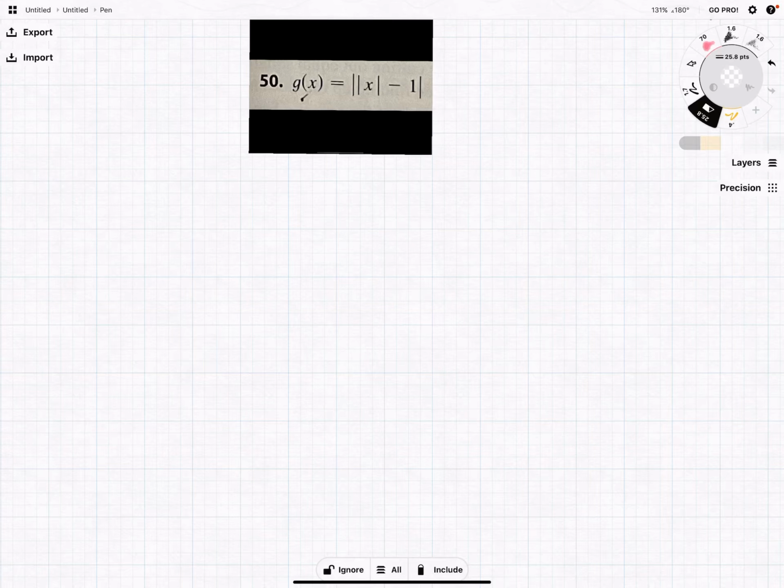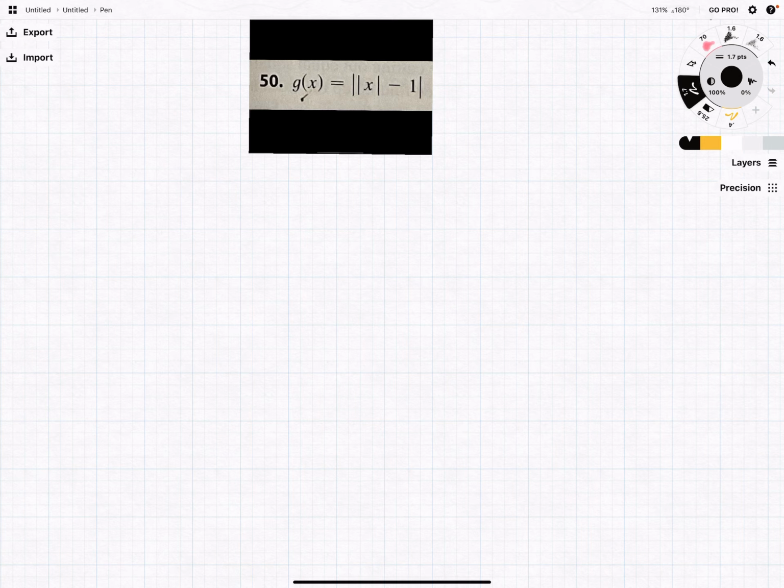This is Stewart Calculus 8th edition, Chapter 1, Section 1, problem number 50. For this problem, we're told to sketch the graph of the function, and here we're given g of x equals the absolute value of |x| minus 1, and close absolute value brackets, right? So we have this double absolute value kind of function here.